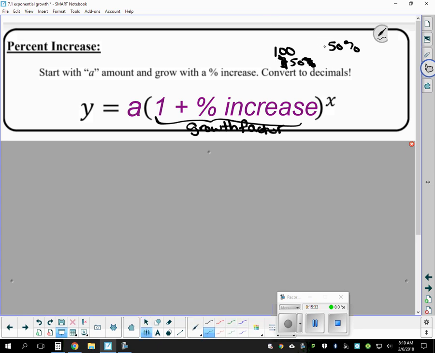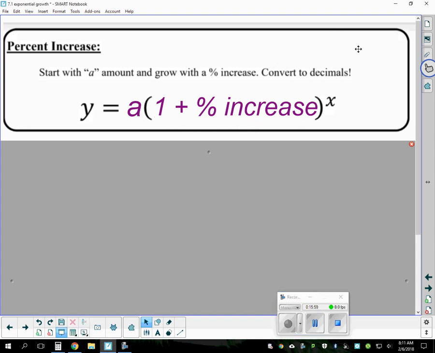To make it increase, you have to add 1 to it because you need 100% of your original money, your $100, plus the $50 of the 50% increase. So you always want to add 1, and that just accounts for your initial amount, 100% of your initial amount. Okay, hopefully that all makes sense. Your percent must be converted to a decimal though. So keep in mind how you change percents to decimals.